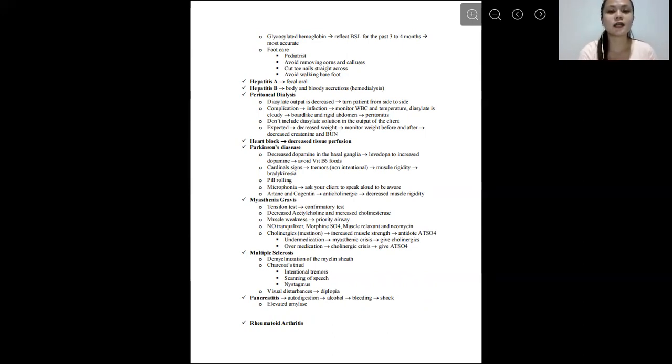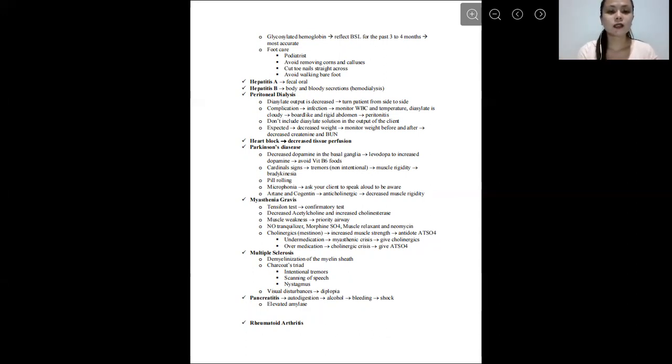So if the dialysate is cloudy, it indicates inflammation of our lining. A board-like and rigid abdomen, if there is a presence of an infection, would lead to peritonitis. Peritonitis is the inflammation of our peritoneal lining. Don't include dialysate solution in the output of the client. Expected is a decrease in weight. So monitor weight before and after to have a basis, then decrease creatinine and BUN.